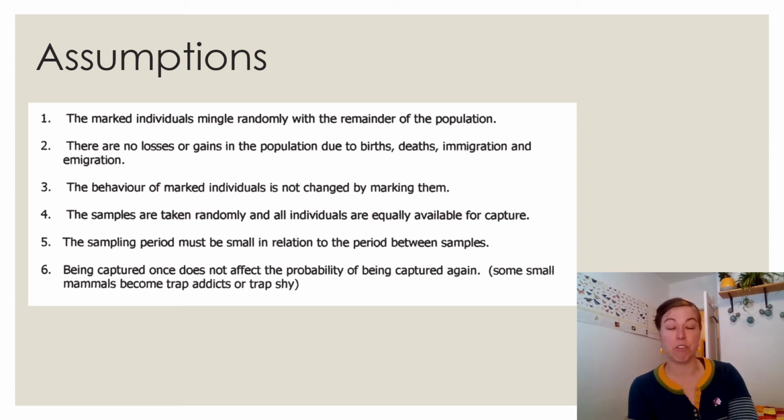You're assuming that marking them does not change their behavior in any way, and you're assuming that each and every sample you take is taken randomly, that every individual in that population has an equal opportunity to be captured. This obviously doesn't always happen because we do get animals that are more likely to be curious and more likely to be caught, and animals that are shy and less likely to be caught. You do need the sampling period to be relatively small so that the time between sampling periods is no longer than the time it takes to actually do the sampling.